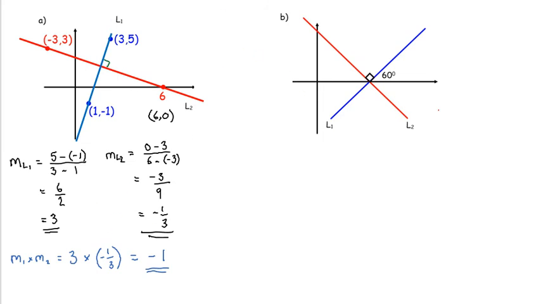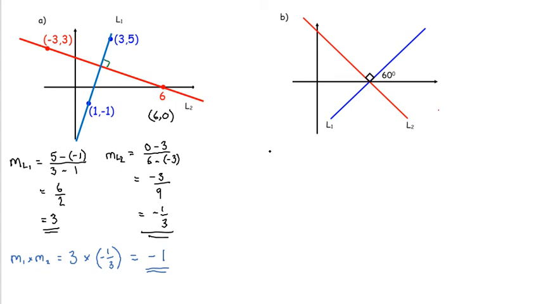And then for the second one, again we're going to do the same thing. So we have two lines, and I'm going to work out the gradient of each line. Again, I would advise you to pause the video at this point, see if you can work out what the gradient of L1 is and the gradient of L2 is. See if you can remember how to do that.